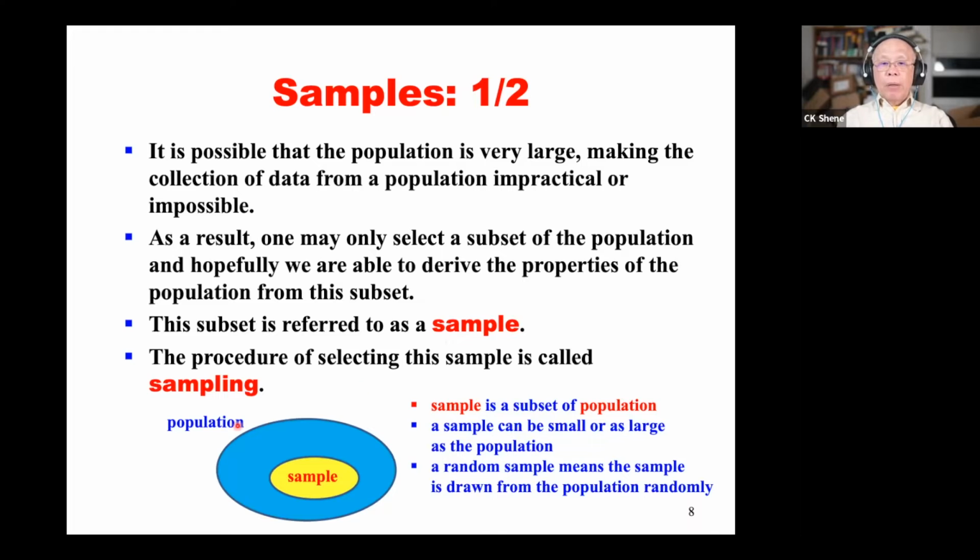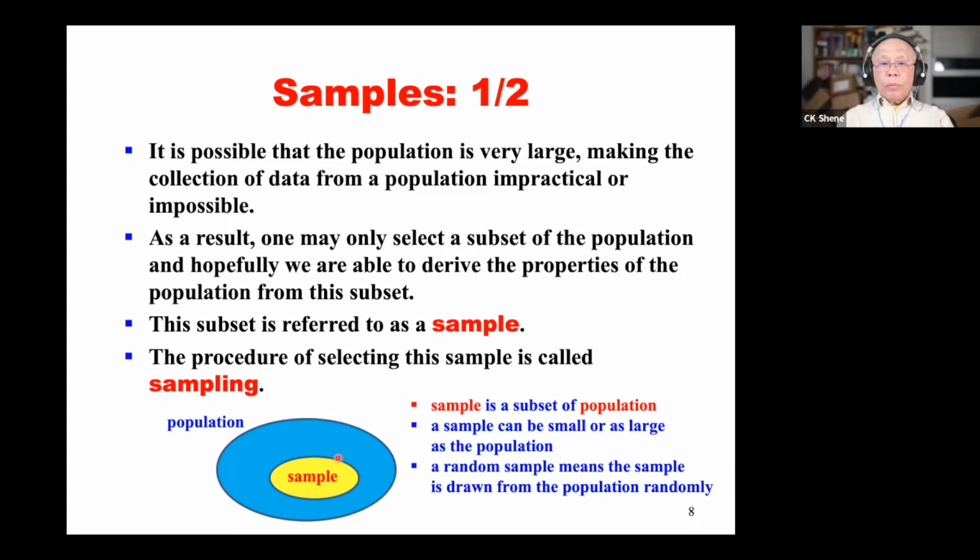Here is the diagram. Population could be very large, and sample could be small. So a sample is a subset of the population. A sample can be small or as large as the population. In that case, the sample is equal to the population.